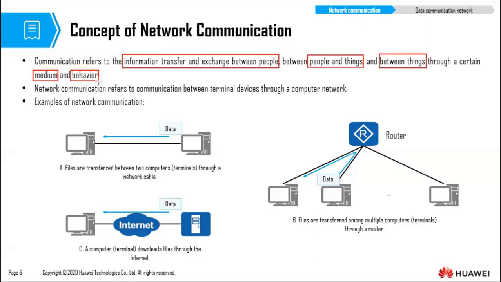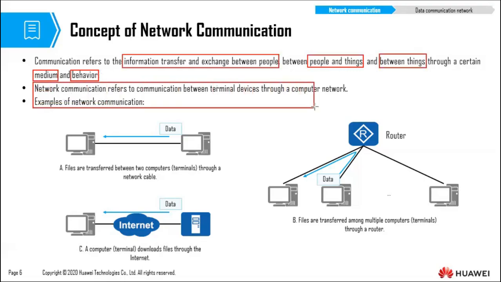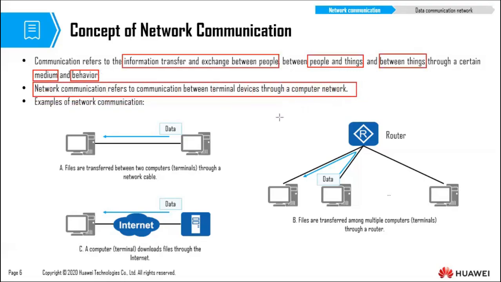Okay, so this communication has to be through a medium. So any communication has to be through a medium. Now, so that's the general communication. Now, what is network communication? With that understanding, network communication refers to the communication between terminal devices through a computer network. I already told you what a terminal device is. So that is what we call network communication.